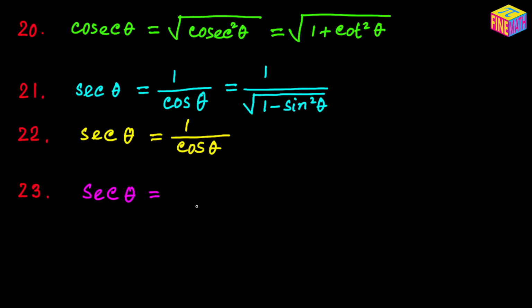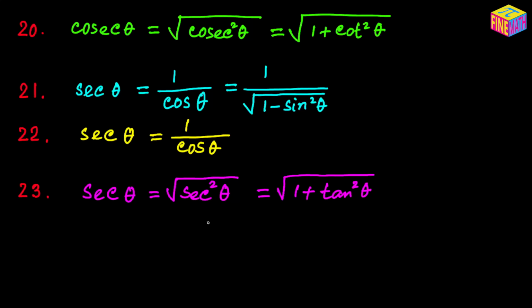So secant of theta, can we say this is square root of secant square of theta? And then we know the Pythagorean relationship, which is secant square theta is equal to 1 plus tangent square theta. And that is the value of secant theta. So secant of theta is equal to square root of 1 plus tangent square theta.